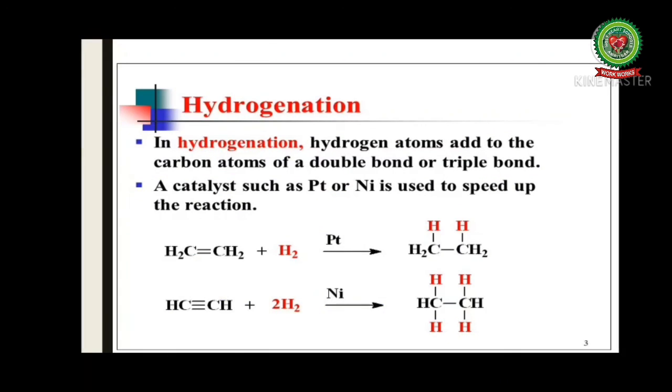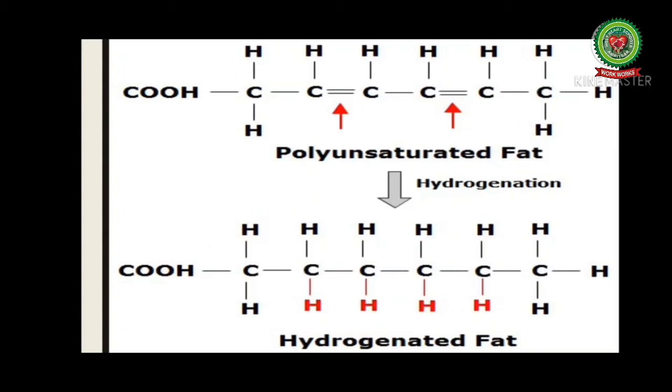Unsaturated hydrocarbons combine with hydrogen in the presence of a suitable catalyst to form saturated hydrocarbons. So this reaction is known as hydrogenation reaction. The unsaturated fats are changed to saturated fats in the presence of finely divided nickel, that is, on hydrogenation, unsaturated oil is converted into saturated fat.